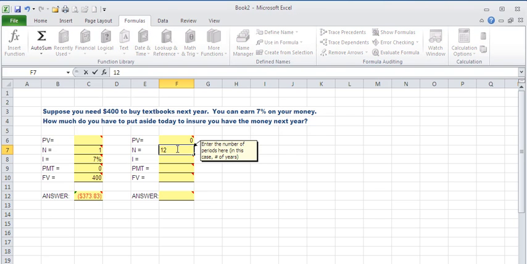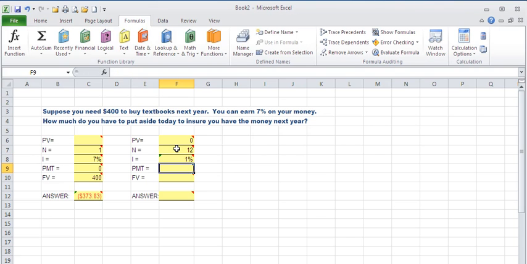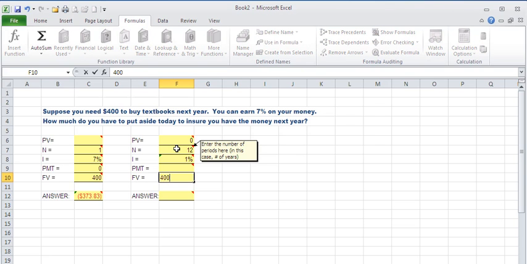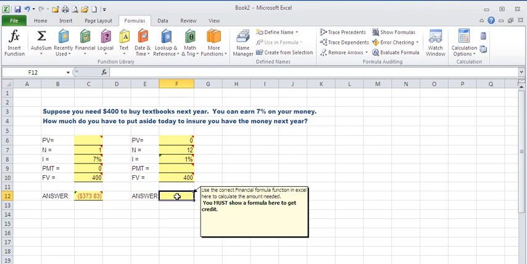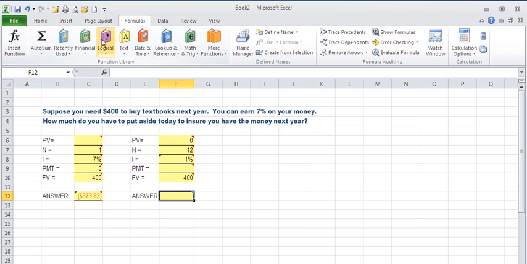We'll make 12 payments. Interest rate, we could still get 7%. So let's go ahead and enter the 7%, but we would get that monthly because we would be depositing into the account every month. So we'll divide that by 12. The payment in this case would be the unknown. Future value of $400. So let's come down here and see if we can figure out that payment amount.